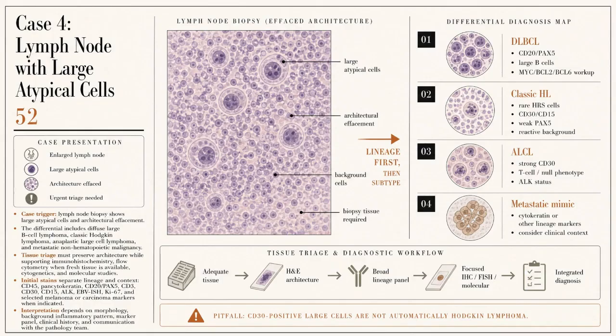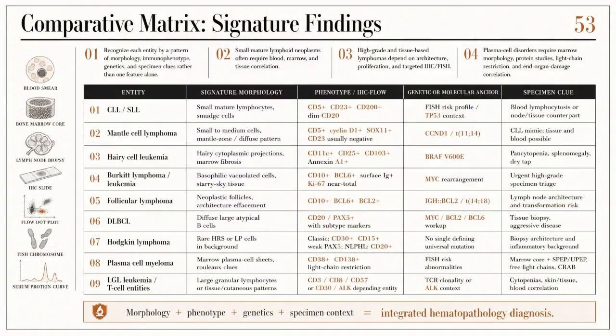Next, we will explore a comparative matrix of mature lymphoid neoplasms to consolidate these concepts and enhance your diagnostic reasoning skills. As we transition into this comparative matrix of signature findings, it is essential to appreciate how mature lymphoid neoplasms demand a multifaceted diagnostic approach that integrates morphology, immunophenotyping, genetic studies, and specimen-specific clues.